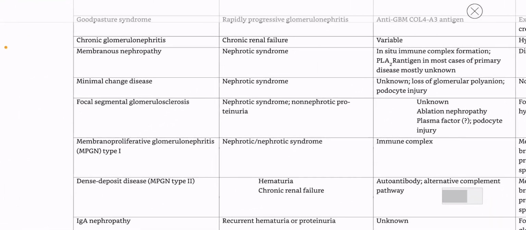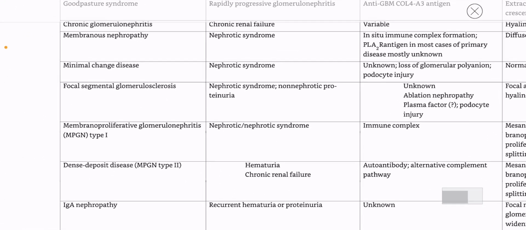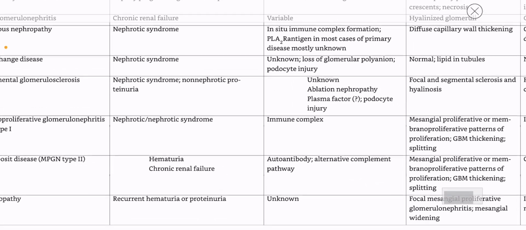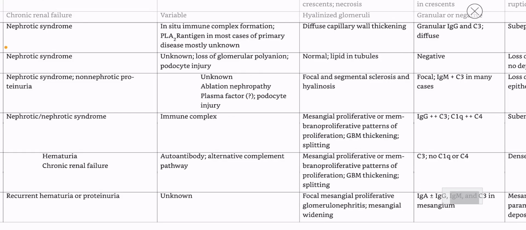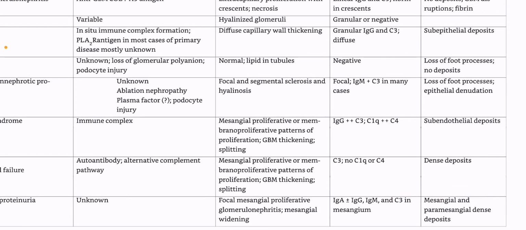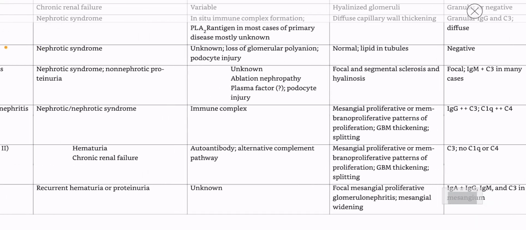Then the next is the MPGN type 1, which is a nephrotic syndrome. In this, you have the immune complexes, and then this is the mesangial proliferative or the membranoproliferative pattern of proliferation. There is GBM thickening and splitting. You have IgG, C3, C1q, C4, which is subendothelial. So tram track is seen.